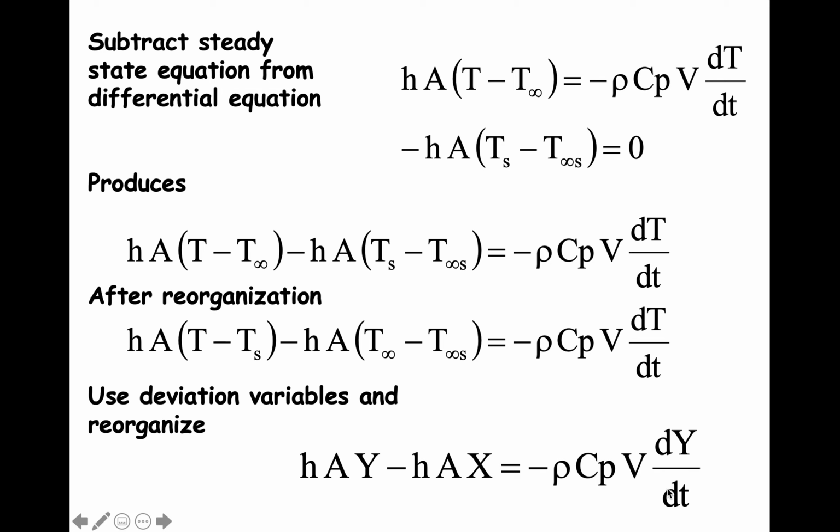Then we can substitute in the deviation variables to get h times A times y minus h times A times x equals minus rho times Cp times V times dy/dt. This is the differential equation with the initial conditions x equals 0 and y equals 0 at time 0. And now we can use Laplace transforms.